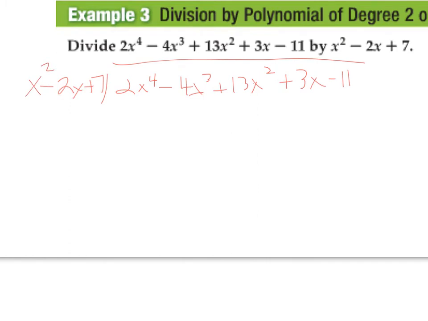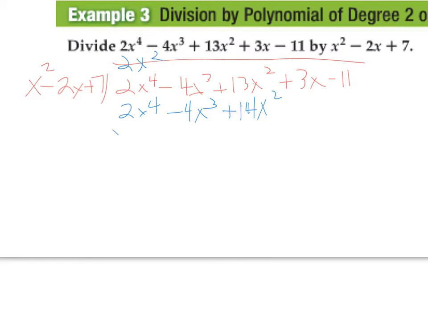So when I divide this, I want to say, what can I multiply x squared by to get 2x to the 4th? And that's going to be 2x to the 2nd. And then I have to distribute everything, 2x to the 2nd times everything in my divisor. That's going to give me 2x to the 4th minus 4x cubed plus 14x squared.